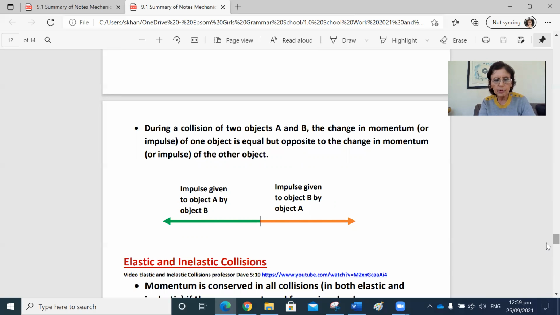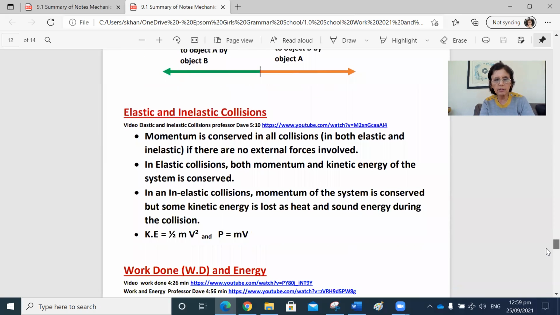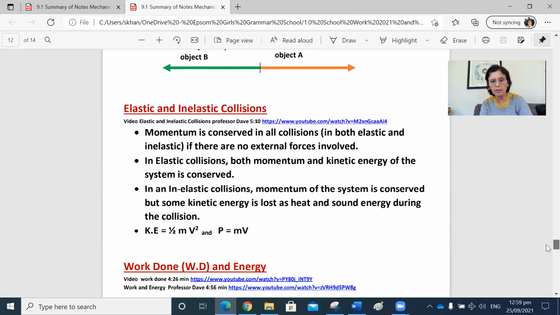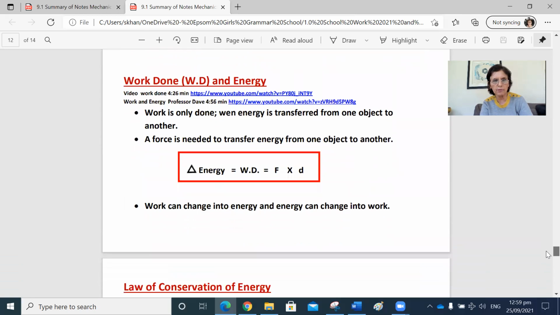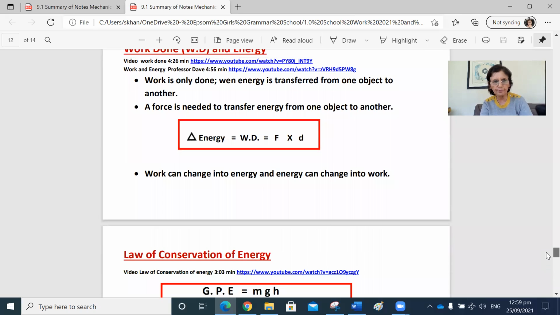Now let's look at what we mean by elastic and inelastic collision. Momentum is conserved in all collisions, but if kinetic energy is lost during the collision, then we say it's an inelastic collision. And how do we find the kinetic energy? It is half mv squared. So in a collision, you can calculate the energy before and after the collision and figure out if energy was conserved or not, and that will make it an elastic or inelastic collision.